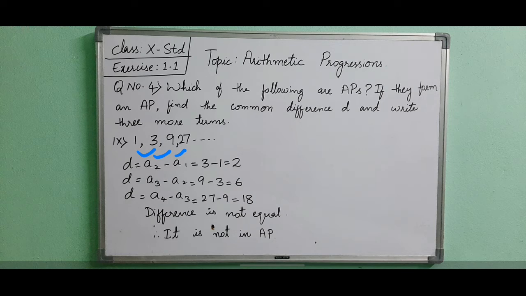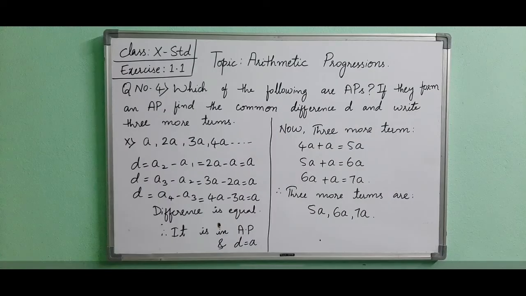Now the same we'll go for question number 10 here. Here the question is A, 2A, 3A and 4A. Now we will see the difference again. 2A minus A will give you A, 3A minus 2A again A, and 4A minus 3A is A. If you see here, the difference is coming as equal. When the difference is same, it is called the common difference and the given numbers are in arithmetic progression.